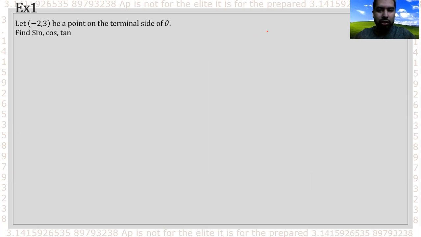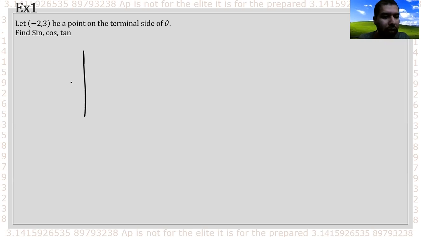So we have this question right here, and it's telling us that we want to find out what theta is. Let's plot this point and find our sine, cosine, and tangent given this point. So go ahead and pause the video and graph this point.